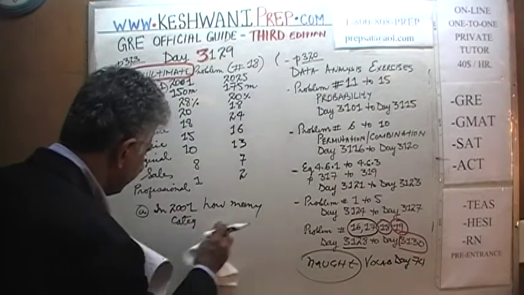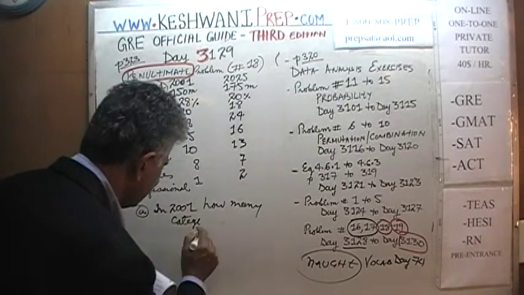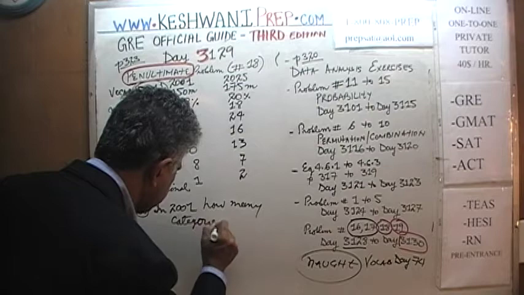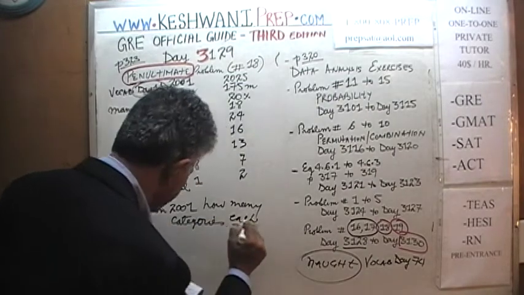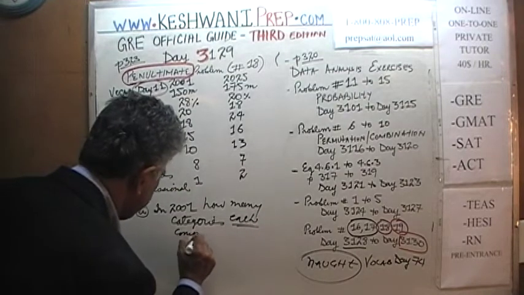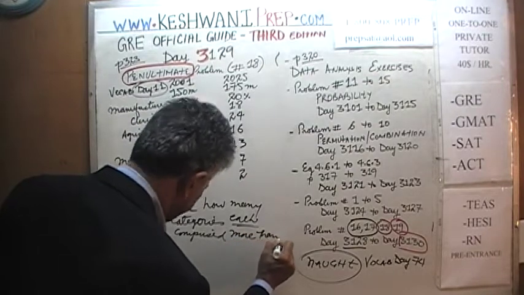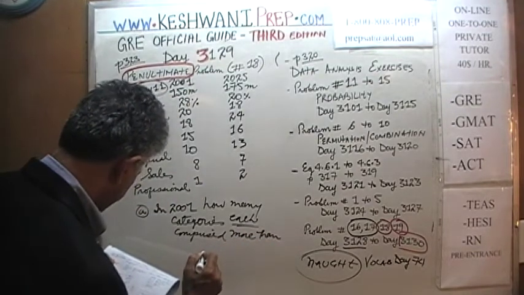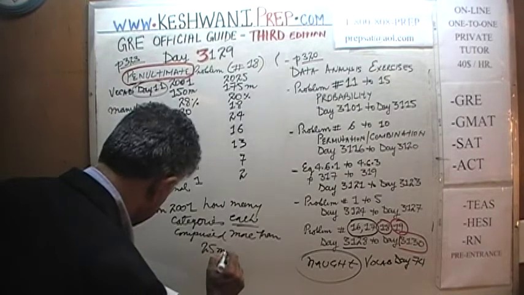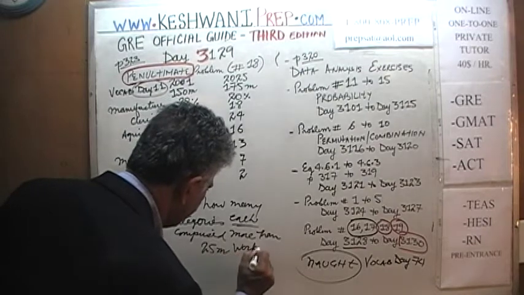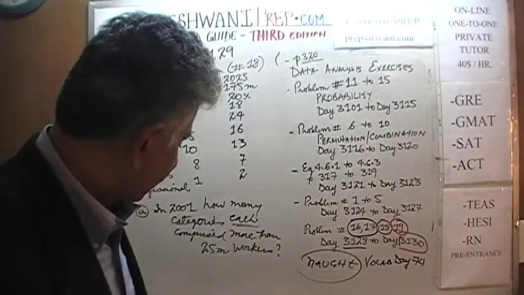How many categories? I can't spell it. How many categories each comprise more than 25 million workers? How many categories comprise more than 25 million workers for the year 2001?